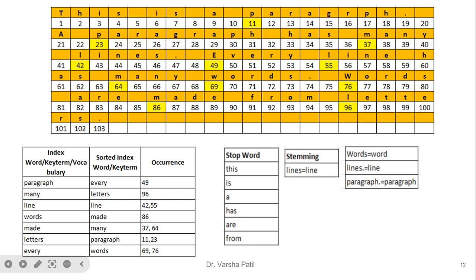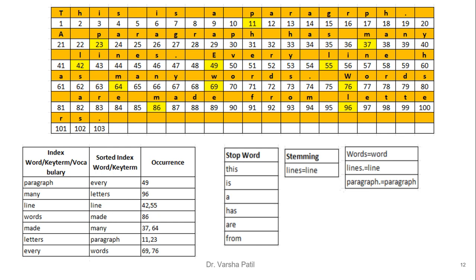Now here the stop words this, is, a, has, are, from are not considered. And because of stemming, for line and lines we are showing the same location. That's why lines is equal to line. For example, 42 and 55: at 42 the word lines is there and next at 55 line is there, so they are mentioned as the same.